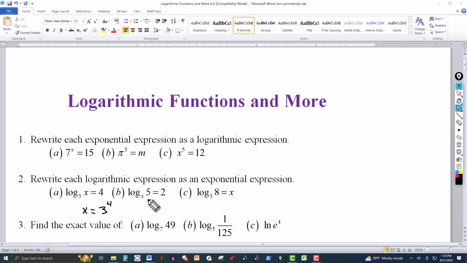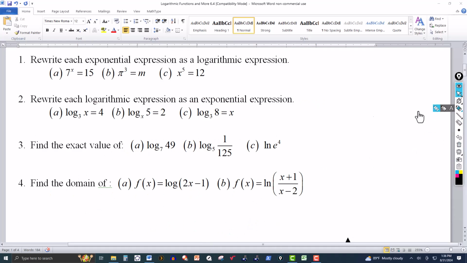Part B, okay, the argument, that's 5, has to equal the base, in this case 6, taken to whatever this value is, that's the logarithm, this will be 2. 5 is equal to x to the 2nd. Part C, again, log form, we want exponential. Take the argument, 8 has to equal this base, 3, taken to the x. And that's your answer for those.